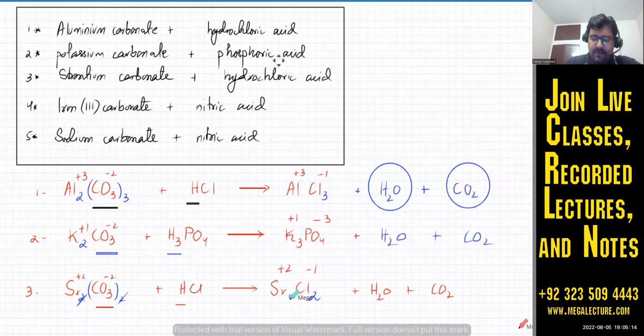But this will be 1, this will be 2, okay? You don't usually write 1. That's why I don't mention 1. Is this reaction clear? Carbonate plus acid produces salt, water, and carbon dioxide. Is this clear?